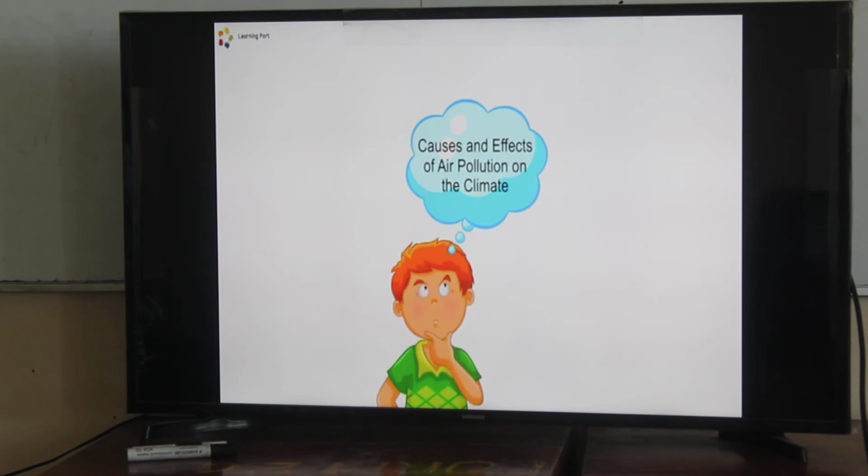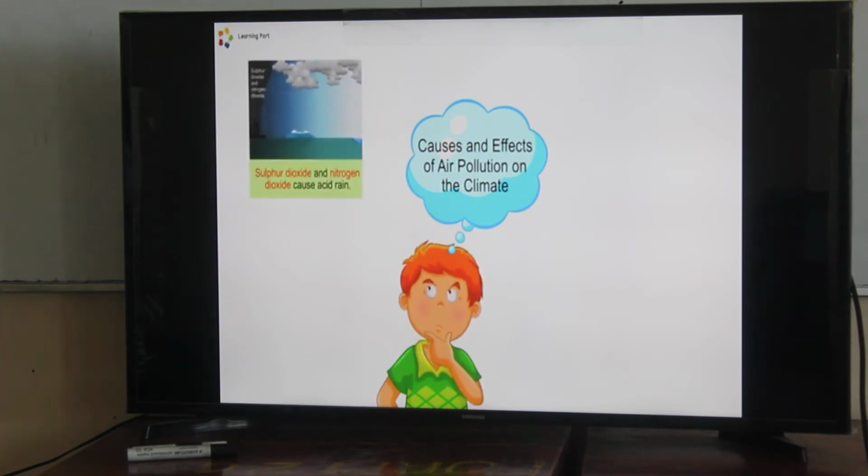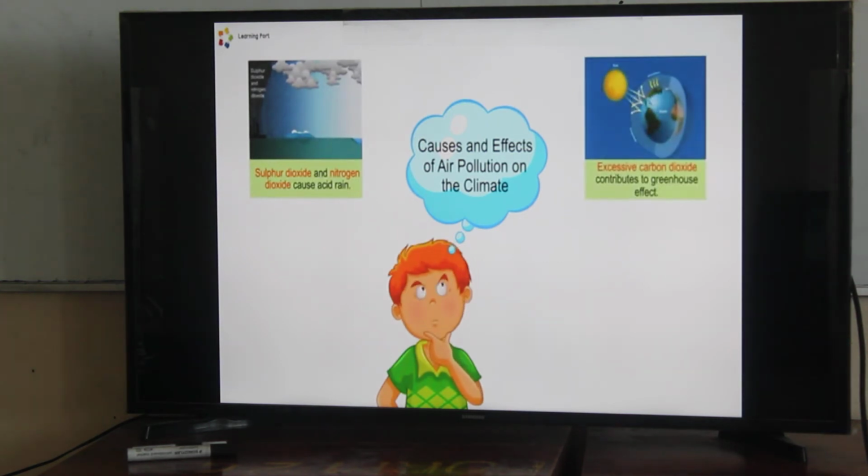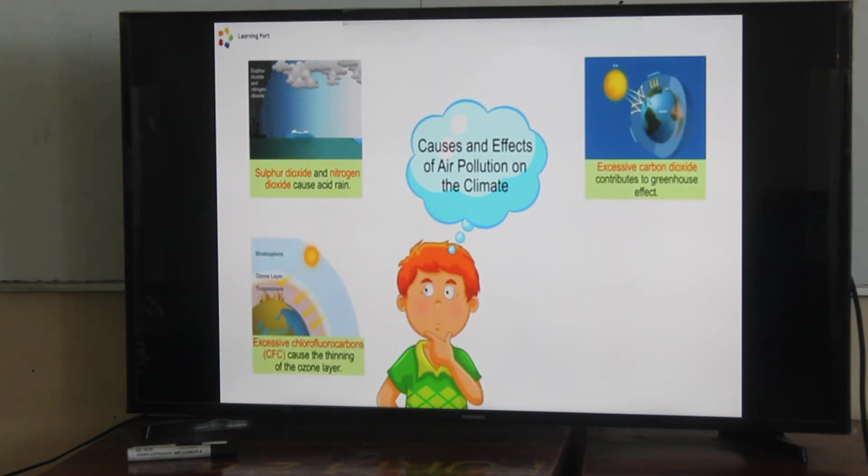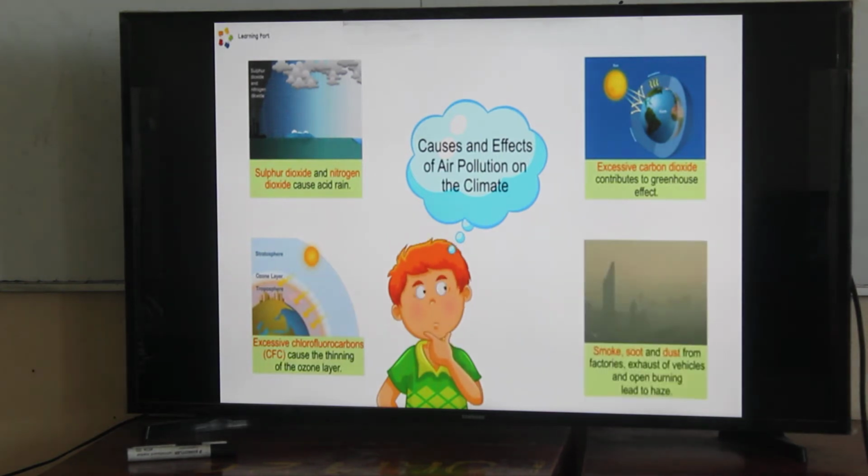What are the causes and effects of air pollution on the climate? Sulfur dioxide and nitrogen dioxide cause acid rain. Excessive carbon dioxide contributes to the greenhouse effect. Excessive chlorofluorocarbons, or CFC, cause the thinning of the ozone layer. Smoke, soot, and dust from factories, exhaust of vehicles, and open burning lead to haze.